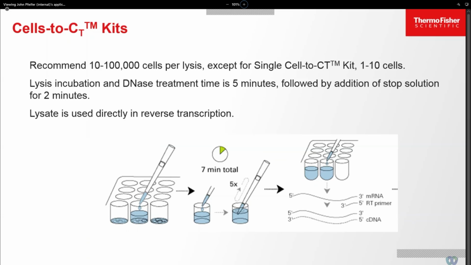So the way it works for the cells to CT kits is you would, of course, remove the medium from your cells, rinse them out with PBS, and then add the lysis buffer, which contains DNase, incubate 5 minutes. Then add a stop solution, wait 2 minutes. So the incubation time in total, 7 minutes. That lysate can then directly be used in reverse transcription. But key to point out that we're recommending no more than 100,000 cells per lysis.